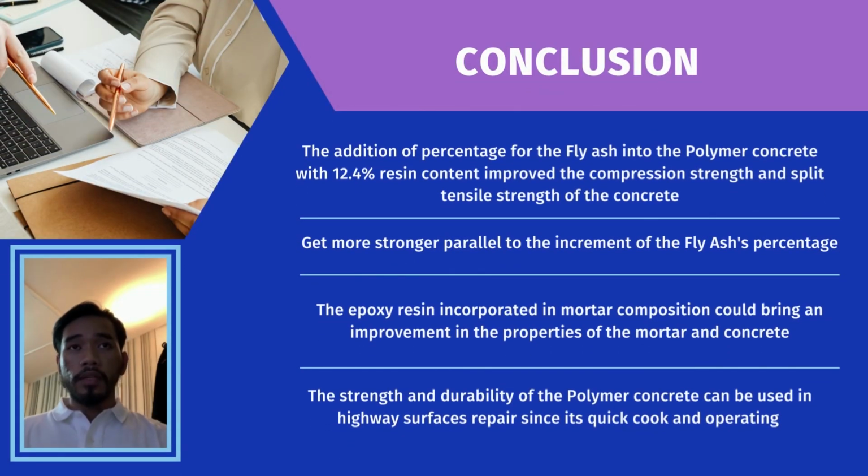So, as we can conclude from the data of the tests, the polymer concrete of 12.4% epoxy resin with fly ash is showing greater results than without the fly ash. The addition of fly ash into the polymer concrete with 12.4% resin content improves the compression strength and split tensile strength of the concrete, but the flexural strength did not show a great effect on the polymer concrete compared to the compression and split tensile strength. The compression and split tensile strength of the concrete indicate that it gets stronger in parallel with the increment of the fly ash percentage.